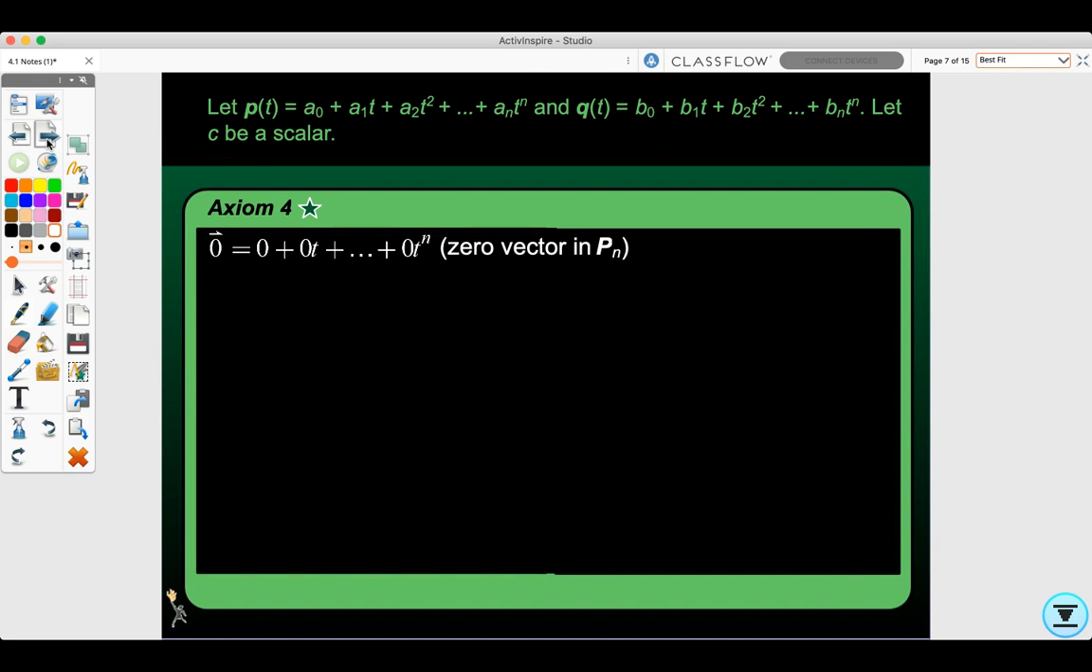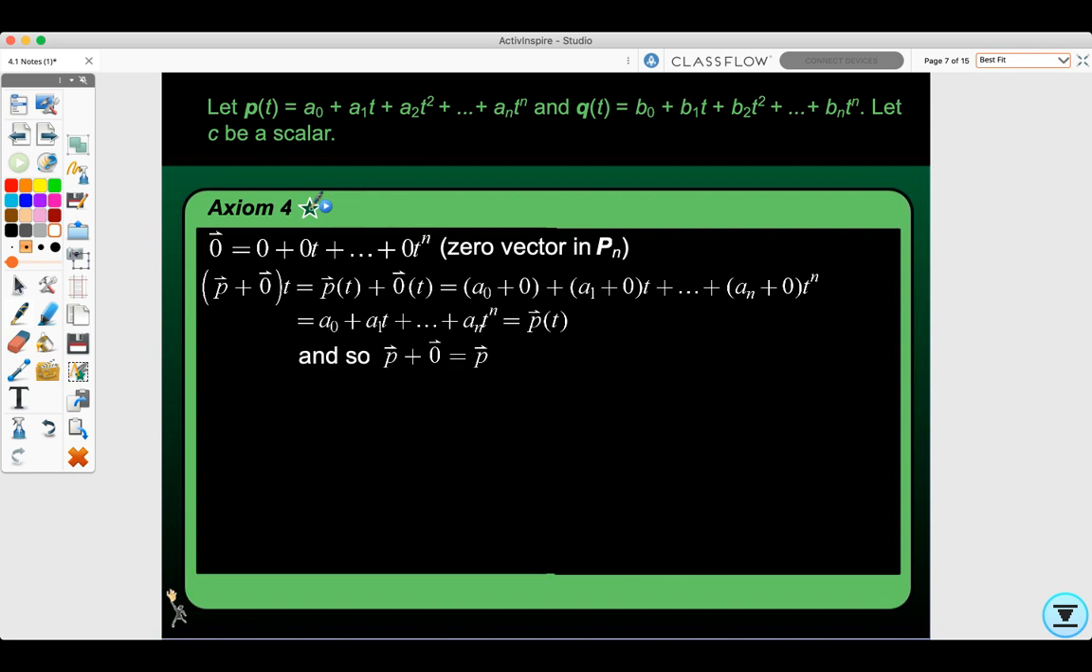Axiom 4. The zero vector equals 0 plus 0t all the way to 0 times t to the n, the zero vector in Pn. So (p plus 0) of t equals p of t plus 0 times t, which equals (a0 plus 0) plus (a1 plus 0) times t all the way to (an plus 0) times t to the n, which would then equal a0 plus a1 t all the way to an t to the n, which equals p of t. So p plus 0 equals the vector p.